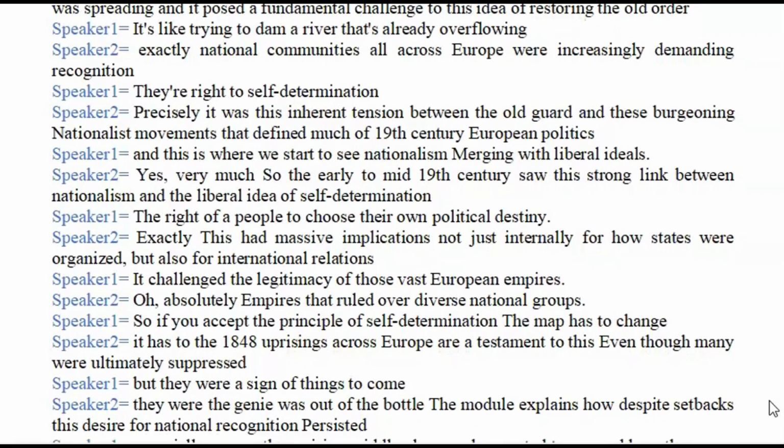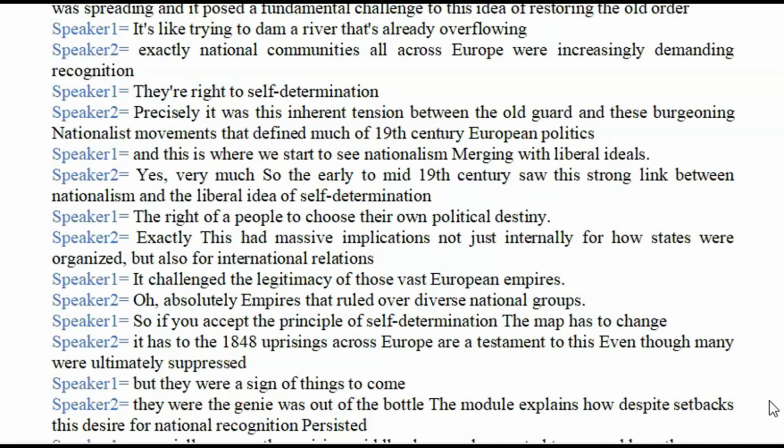Exactly. National communities all across Europe were increasingly demanding recognition. Their right to self-determination. Precisely. It was this inherent tension between the old guard and these burgeoning nationalist movements that defined much of 19th century European politics. And this is where we start to see nationalism merging with liberal ideals. Yes, very much so. The early to mid-19th century saw this strong link between nationalism and the liberal idea of self-determination. The right of a people to choose their own political destiny.